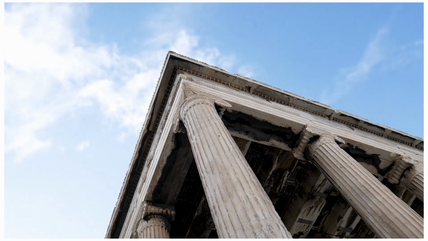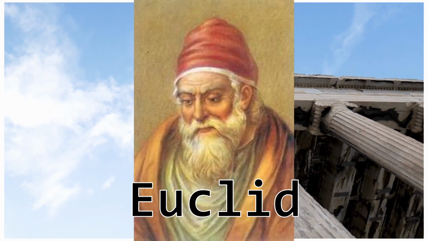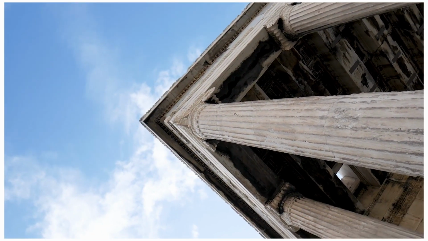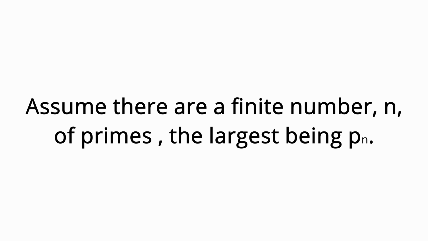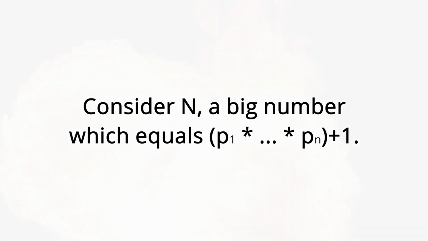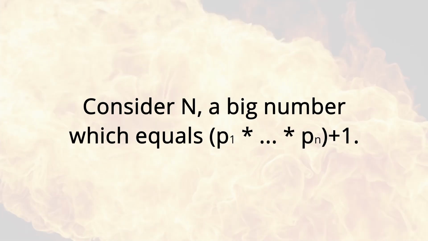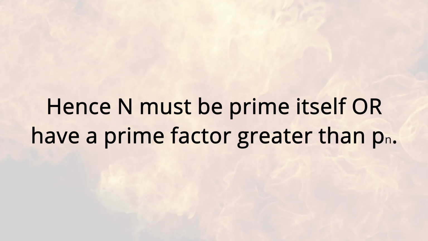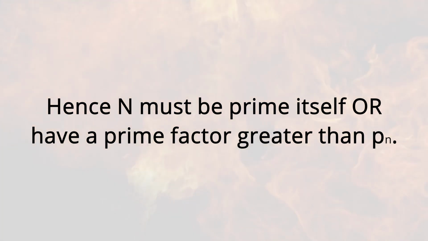Circa 350 BC, Greek mathematician Euclid was able to prove the existence of an infinite number of prime numbers by contradiction. His modernized proof is as follows. Assume that there exists a finite number n of primes, the largest being p sub n. Consider a number, big N, that is a product of all primes p sub 1 to p sub n plus 1. By construction, big N is not divisible by any p sub x. Hence, big N must either be a prime itself or have a prime factor that's larger than p sub n, showing that there's a larger prime regardless of the outcome.